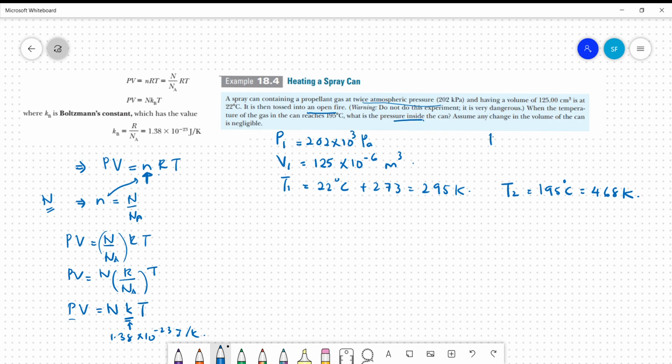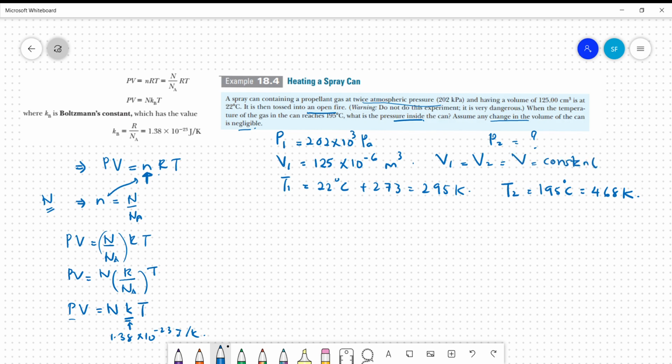So we are going to find P2. Now assume any change in the volume of the can is negligible. So in this case, we are going to assume that the volume is constant. V, dia adalah constant.